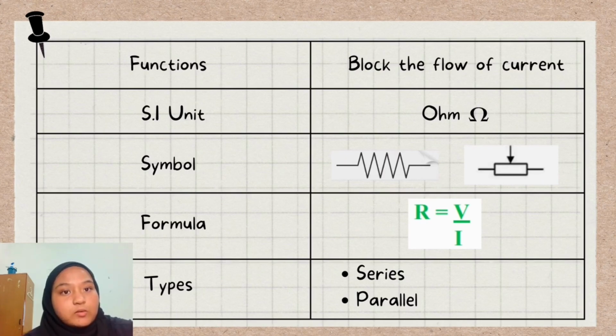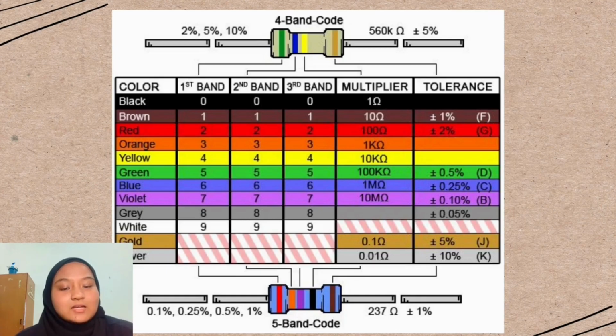There are two types of circuit, which is series and parallel. Next, the color chart. In this chart, there is color, first band, second band, third band, multiplier and tolerance. Referring to the figure on the table, there are 4 strips of color. The first one is green, blue, yellow and gold.